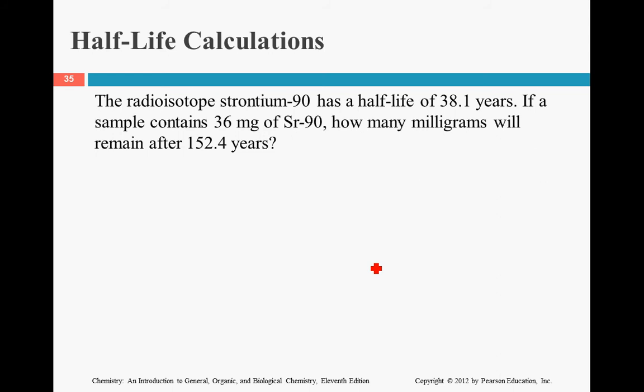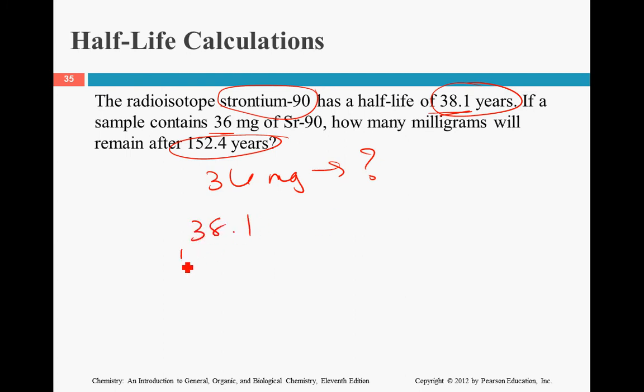So if we try to break down one of the half-life calculations, strontium-90 half-life is 38.1 years. If it contains 36 milligrams at the beginning, how many milligrams are at the end of 152.4 years? Let's see, 38.1 years, so 38.1, we add another 38.1. This is doing it the hard way, but it kind of gives you more of a visual.